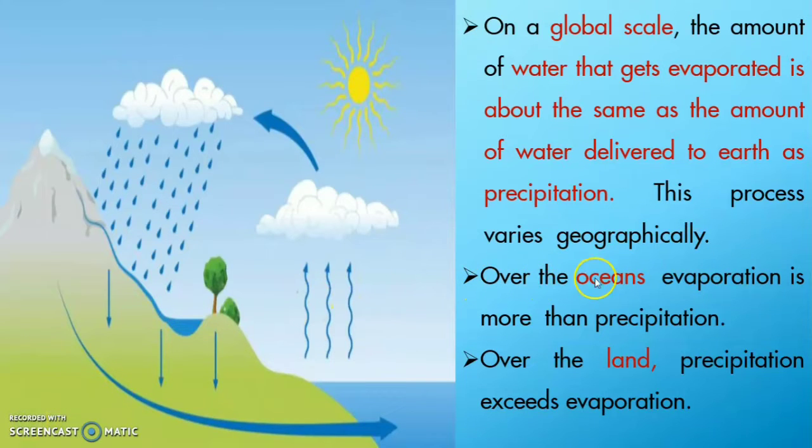Children, over the oceans, evaporation is more than precipitation, and over the land, precipitation exceeds evaporation. So, children, evaporation is the first step or the first component in a water cycle. So far, did you understand, children? Good.